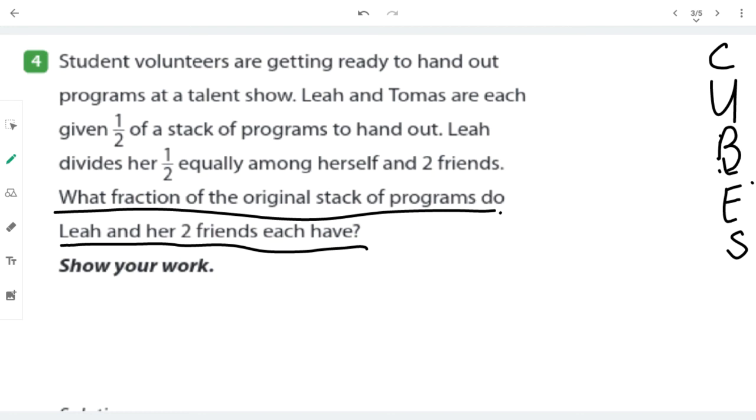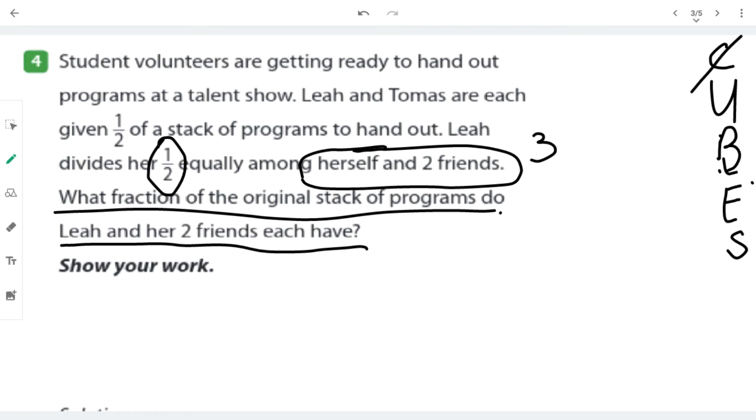So we know that Leah had half of the stack, and she equally distributed them among herself and her two friends. Well, how many people are in that part of the problem? Right, that's 3 people. So now we have circled our numbers and underlined our question.